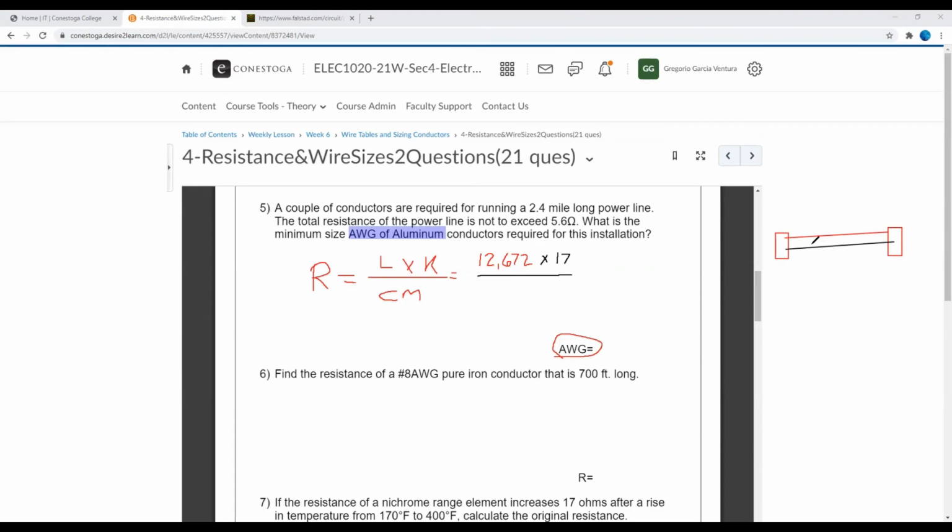Kind of make sense? So let's do it that way so I don't get you all confused, okay? So we are going to do 5.6 ohms here, okay? That's not a problem. Let's do that. And let's see how much is going to be the American wire gauge for that.